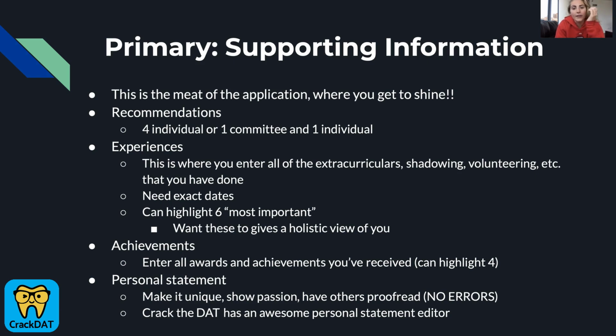Something to note here is that you can highlight 6 most important things, and you're going to want these 6 most important things to really give a holistic view of yourself. So what I mean by that is you don't want to highlight every shadowing experience you've had. You probably have had around almost 6, maybe 4, maybe 3, but you don't want to highlight all of those.